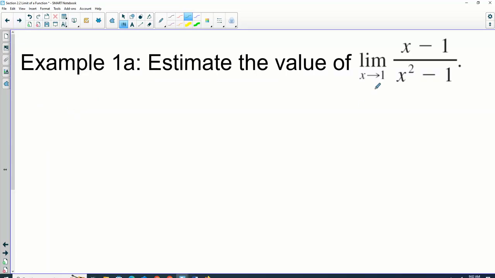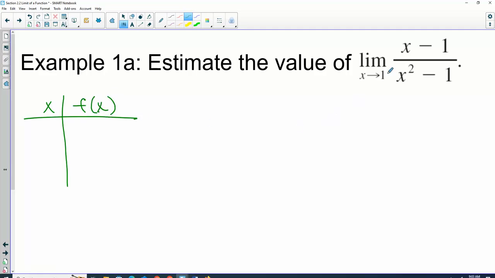So if I ask you to find the value of this limit as x approaches 1, can I plug 1 into this equation? No, it would be a vertical asymptote. So the function itself does not exist at 1. But that doesn't mean that the limit doesn't exist. So to test our limit, what do you think we could do? Yeah, make the charts.